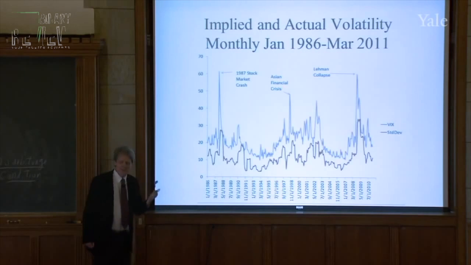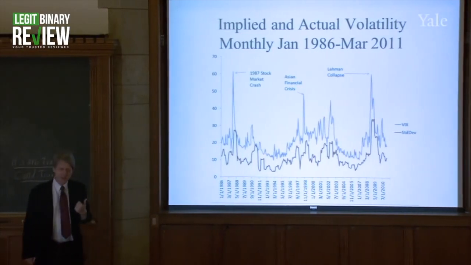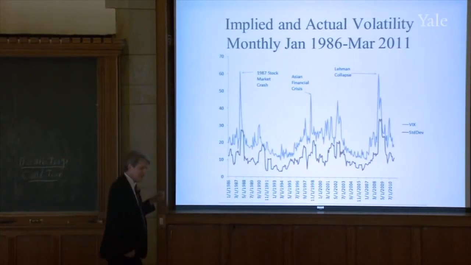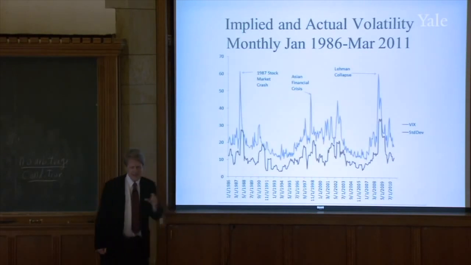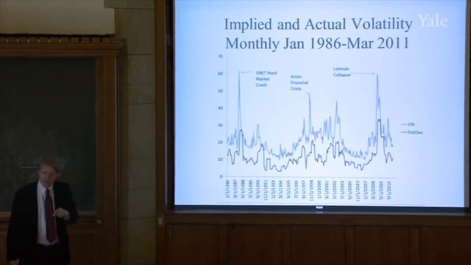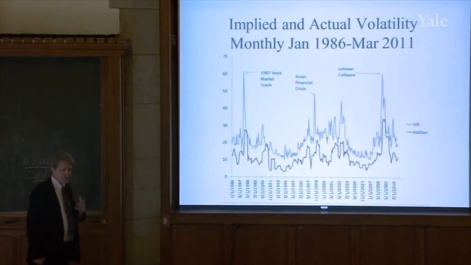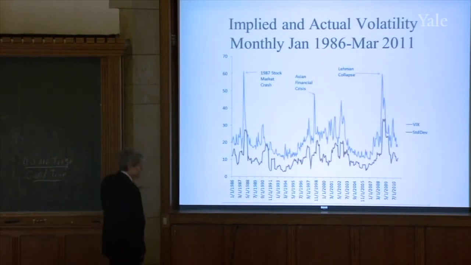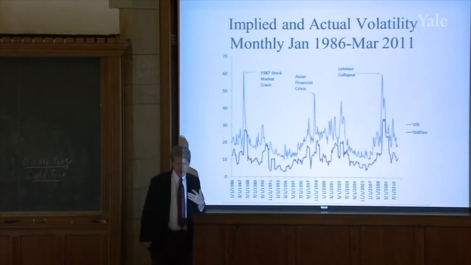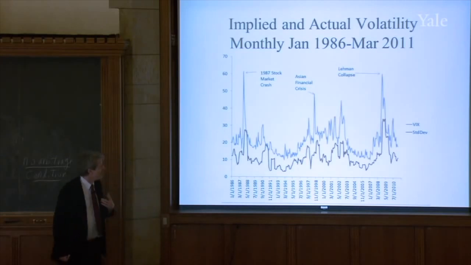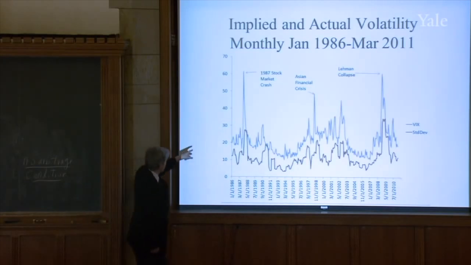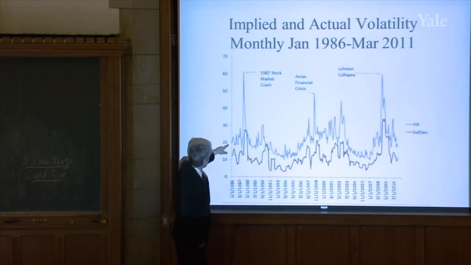Why do they multiply it by the square root of 12? Well, that's because, remember the square root rule. These stock prices are essentially independent of each other month to month. So the standard deviation of the sum of 12 months is going to be the square root of 12 times the standard deviation of 1 month. And this is in percent per year. So that means that the implied volatility in 1986 was 20%.